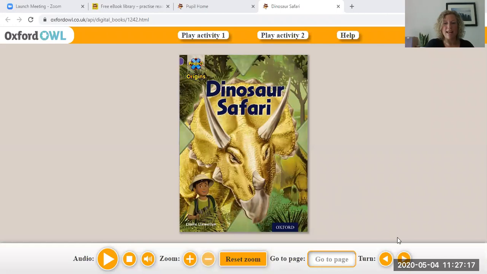Today we're going to be going through a new book called Dinosaur Safari, and then tomorrow we will look at questions and activities around that book so that we can apply what we've learned from the book today. So today we'll read through it and tomorrow we'll do the activities. So let's take a look at our book for this week, and it's called Dinosaur Safari. It is a non-fiction text all about dinosaurs.